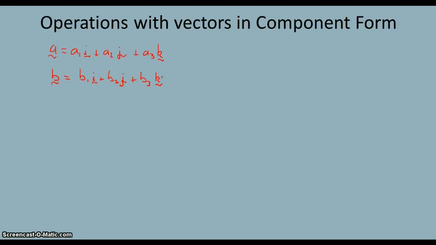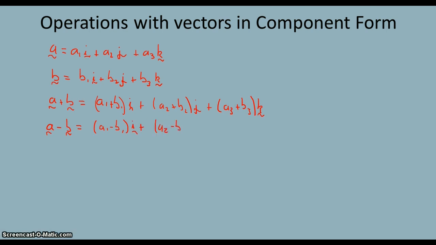Before we start working with vectors in component form, we'll do a summary of the basic operations with them. Here I've defined two vectors A and B. A has components A1i plus A2j plus A3k, and B has components B1i plus B2j plus B3k. If we were to add these vectors in component form, we would simply sum their components. So vector A plus vector B would be A1 plus B1 i, plus A2 plus B2 j, plus A3 plus B3 k. Similarly, subtracting the vectors, vector A take away vector B would be A1 minus B1 i plus A2 minus B2 j and A3 minus B3 k.